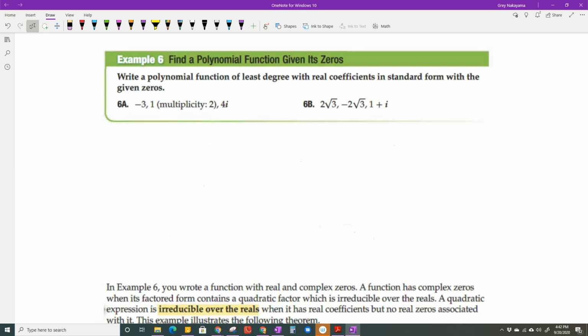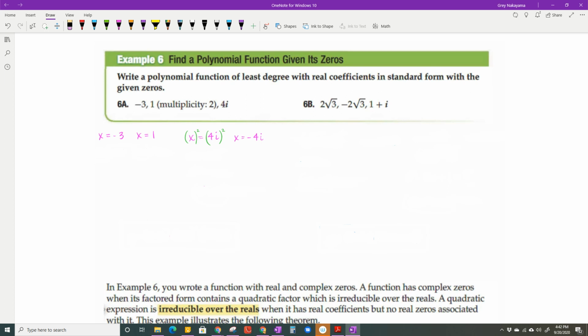Okay, so first off, to kind of go backwards with it, if I have a zero being negative 3, then I know that x equals negative 3. And I know that x equals 1. And I know that x equals 4i. And I also have x equals negative 4i.